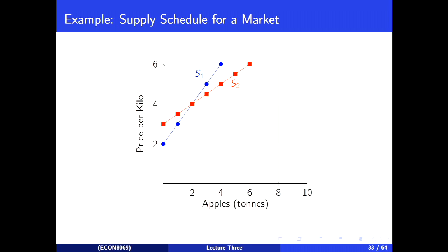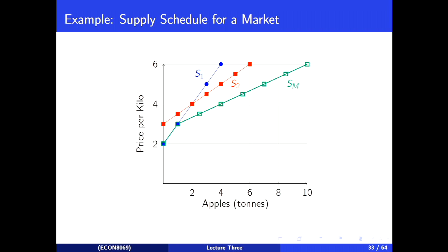At a price of $3, firm 1 produces 1 ton and firm 2 produces no tons, and so it's going to be 1 ton of production. At a price of $4, firm 1 produces 2 tons and firm 2 also produces 2 tons, and so we're going to see a total production level of 4 tons of apples. We do horizontal summation. It's 2 plus 2 equals 4. Right? At $5, we see 3 plus 4, right, equals 7.